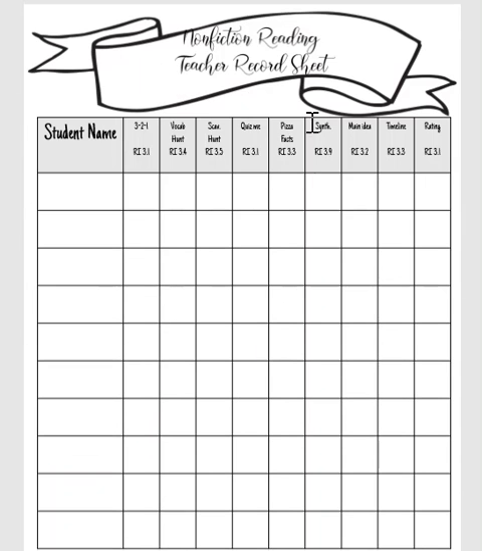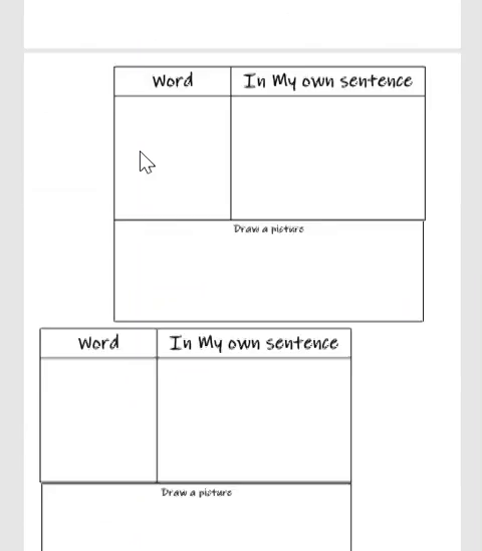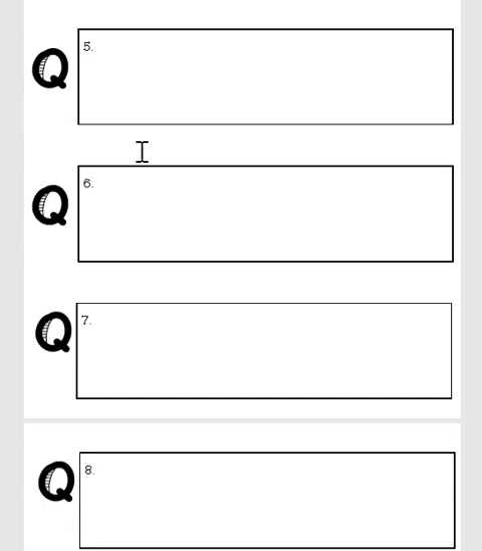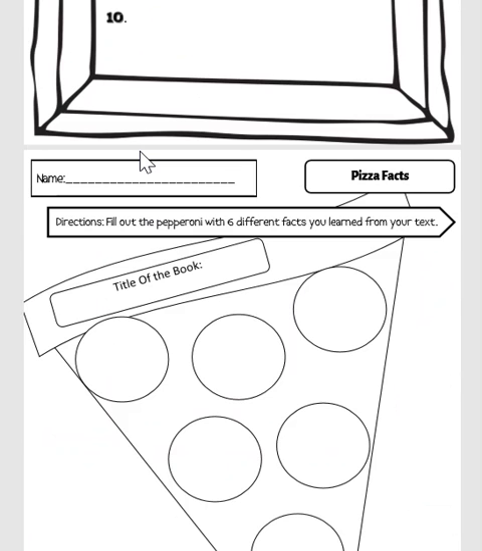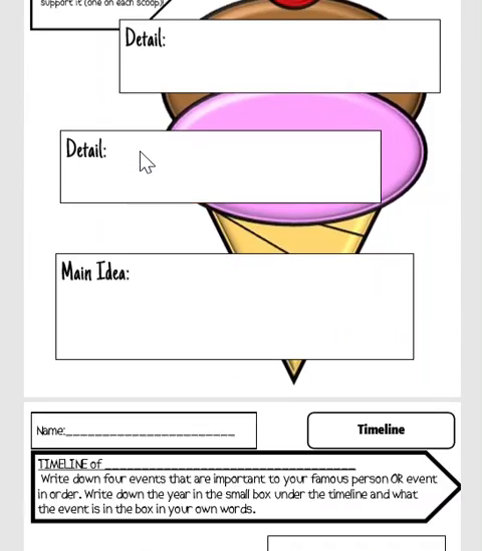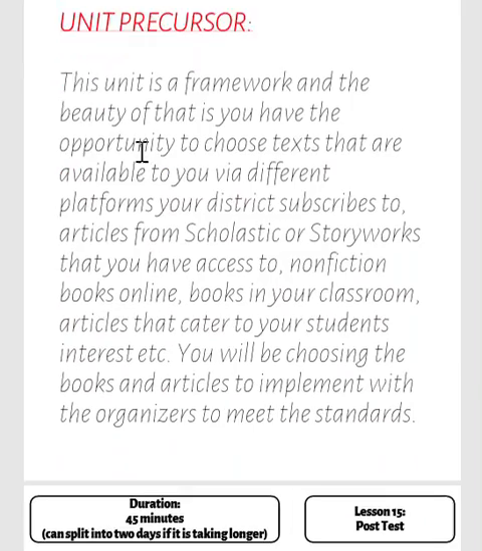And then also there is a Google Slides recording sheet so that you can put the student's name and how they did on all the activities, and the standards are listed there down below, so it's really easy for grading purposes. The activities included a 3-2-1, going on a vocabulary hunt, a scavenger hunt for nonfiction books, creating a quiz for a nonfiction book, listing different facts they learned from a nonfiction book, synthesizing main idea and details, a timeline activity, and a book review. And then we come to the post-test.